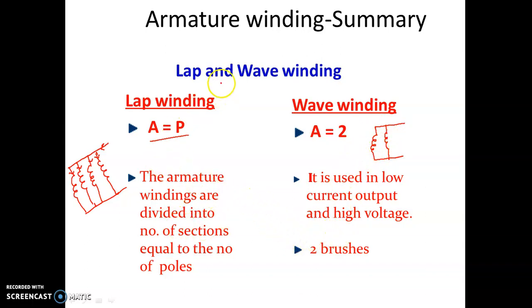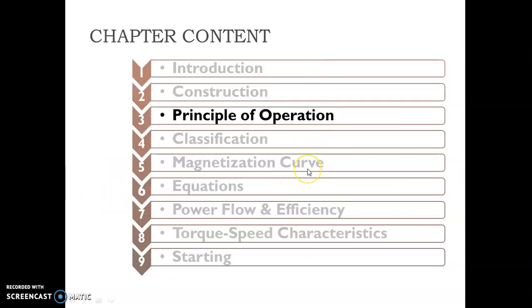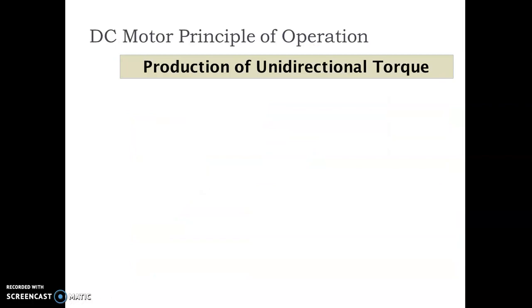So this is all about your armature winding construction. I have explained the wave winding, lap winding, where armature windings are placed, where field windings are placed, and why the armature winding is placed on the rotating part of a DC machine and the field winding on the stationary stator part, and the opposite is the case in an AC machine. You will study that in your next semester. The next topic will be the principle of operation, how it operates, which I will discuss in coming lectures.